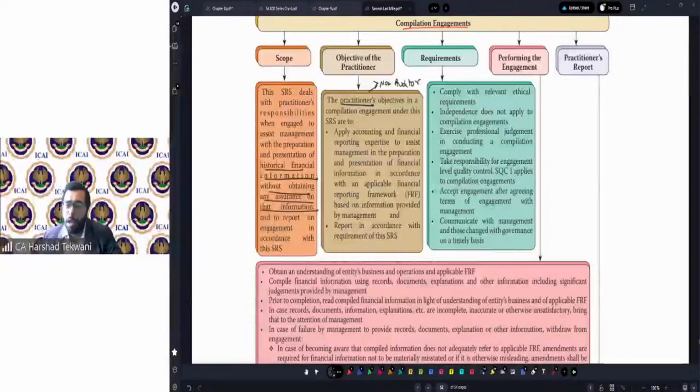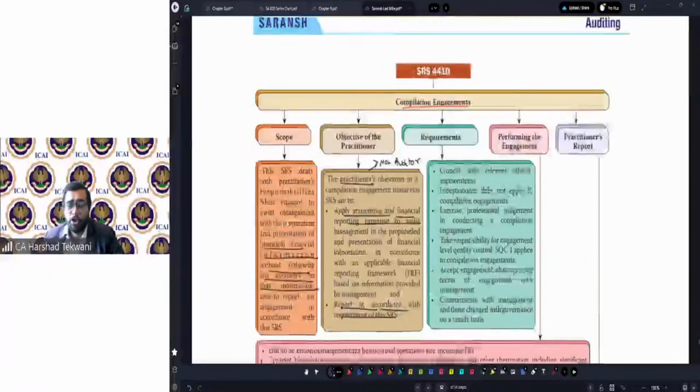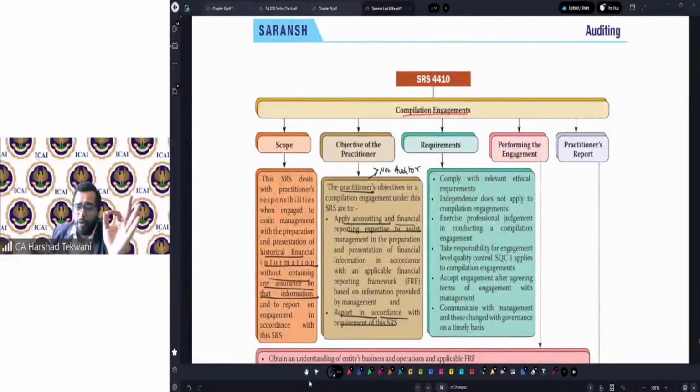So now the practitioners have to apply their accounting and financial reporting expertise to help the management in compilation of the financial information in this particular scenario. Okay. And then to prepare a report, and then they need to issue the report in accordance with this SRS. So this engagement is basically where a practitioner is applying his accounting and financial reporting expertise for the compilation purpose.